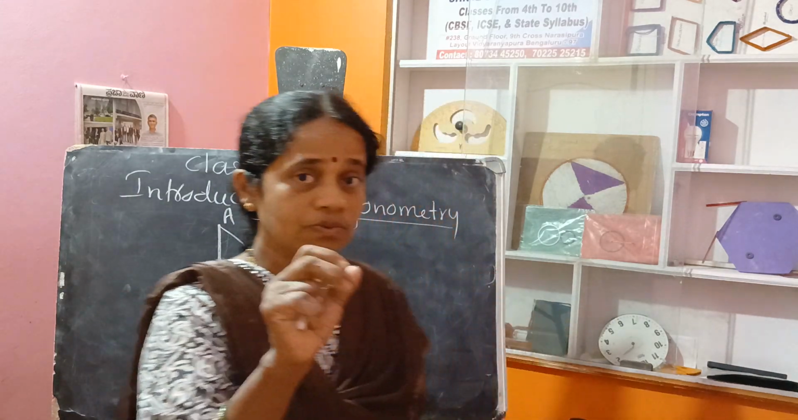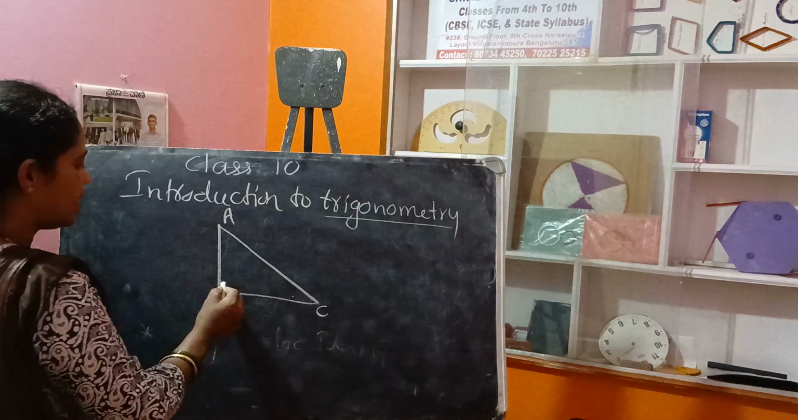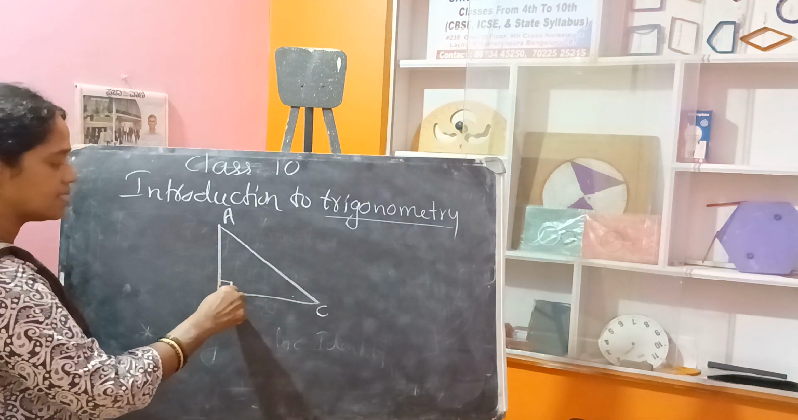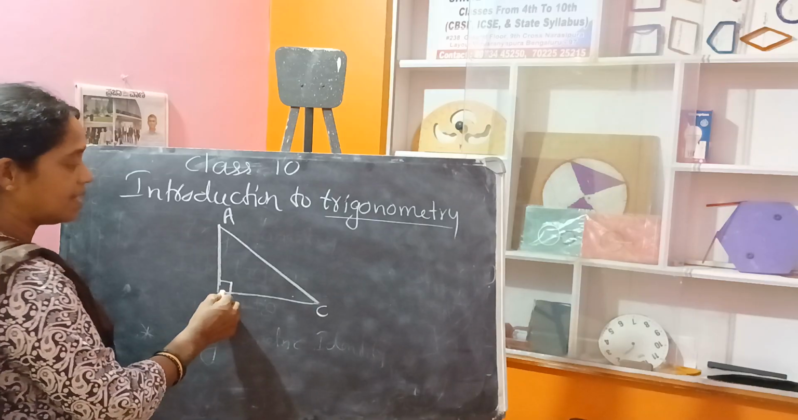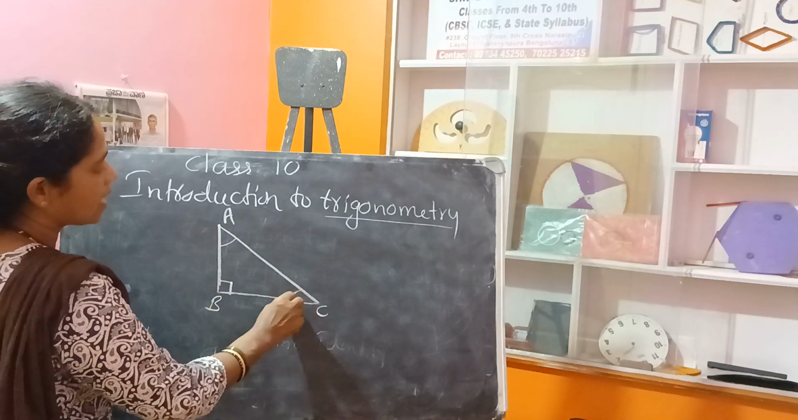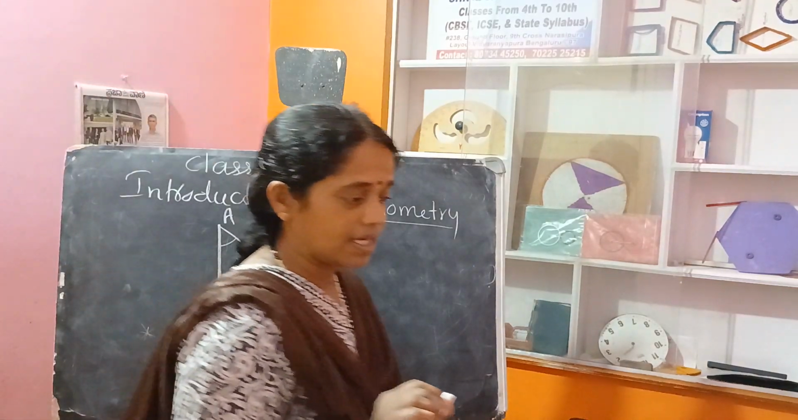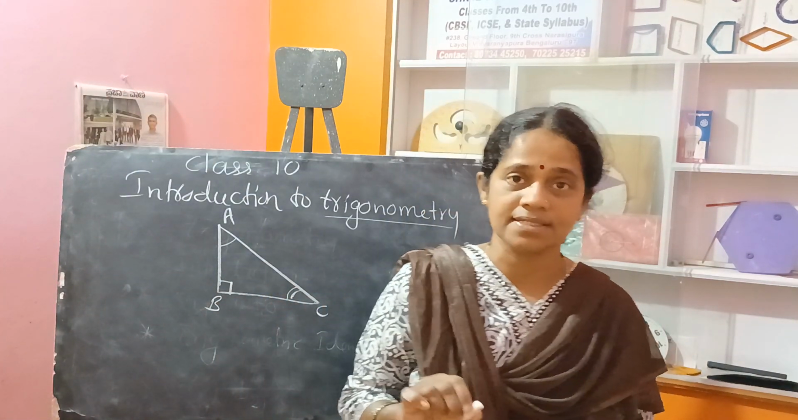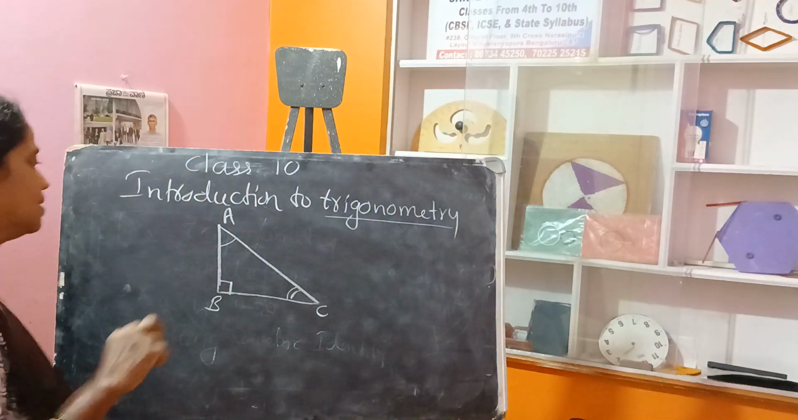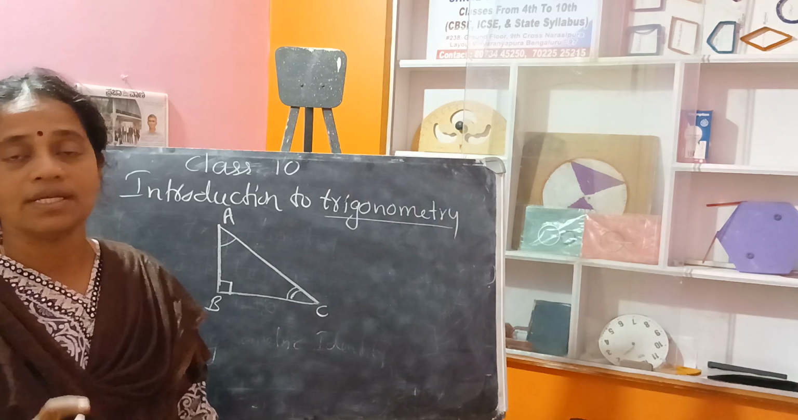Yes, one angle measures 90 degrees. If one angle measures 90 degrees, that is, in this triangle, angle B is 90 degrees and the remaining two angles A and C are acute angles. Okay, so every right angle triangle consists of one right angle and two acute angles, and these two acute angles are complementary to each other.